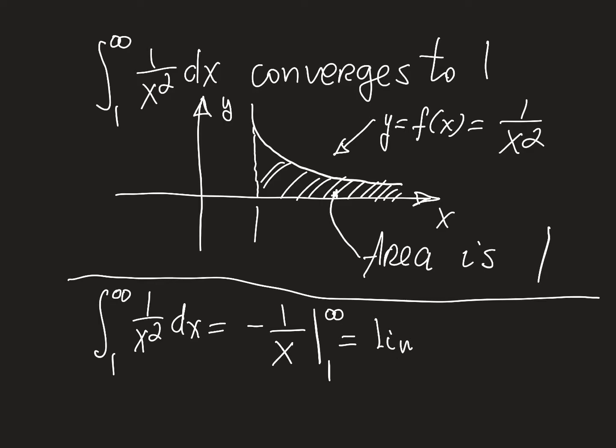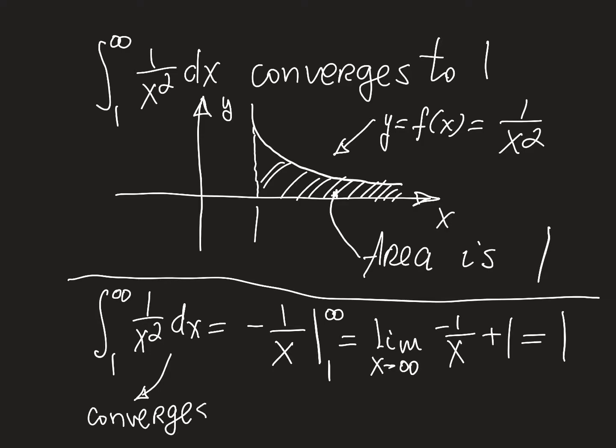That infinity up there means we take the limit as x goes to infinity of negative 1 over x, and then we're subtracting a negative 1, which means we're adding 1, and of course we get the same answer. So either way is perfectly fine as long as you do it correctly. And again, we conclude that the improper integral from 1 to infinity of 1 over x squared dx converges to 1.